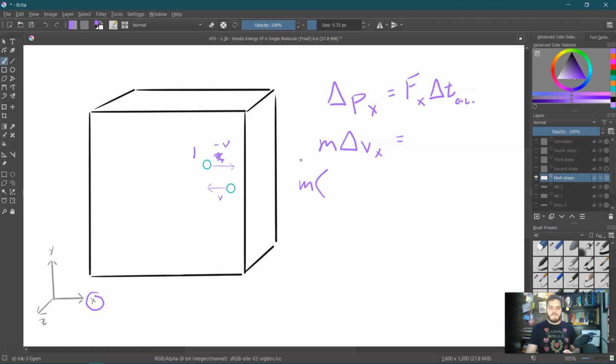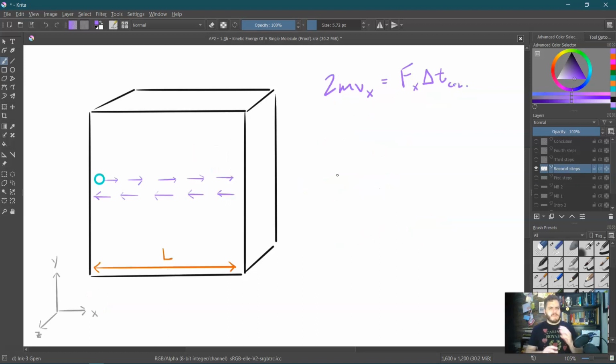So I'm going to get final minus initial, so that would be v in the x minus negative v in the x. And if I do that, I'm going to get 2m v in the x direction, and I'm just going to bring this down. It's the force in the x times the time of the collision.